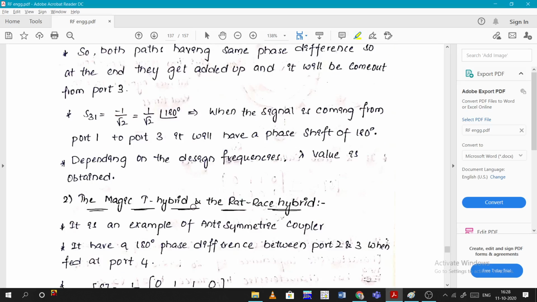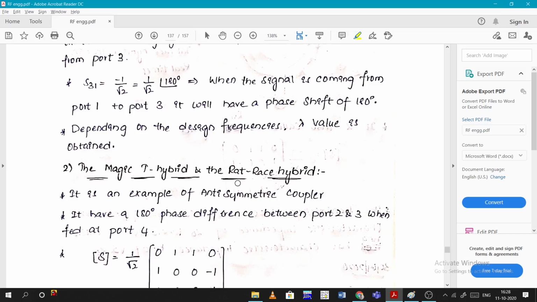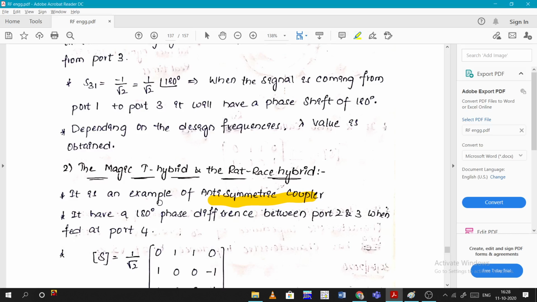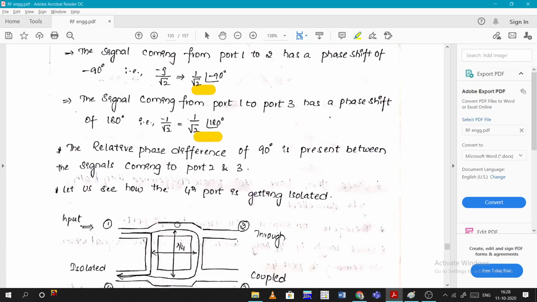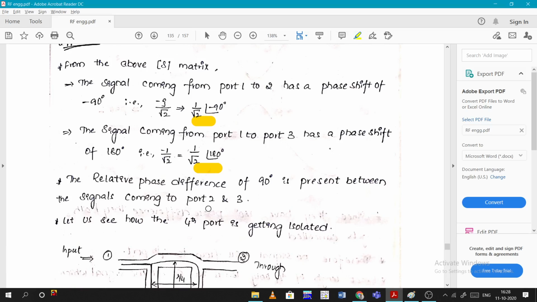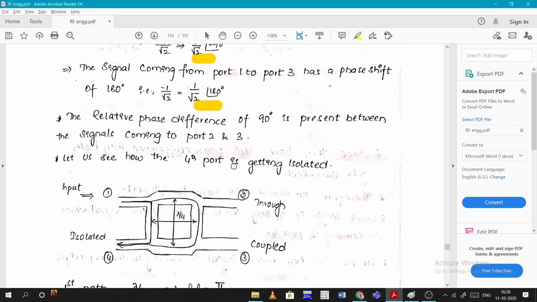Next, the magic T hybrid or rat race hybrid. It is an example of an anti-symmetrical coupler. The magic T hybrid and the rat race hybrid are examples of anti-symmetric couplers. It has a 180 degrees phase shift difference between port 1 and port 3 when fed at port 4. Previously, it was a 90 degrees phase shift between 2 and 3. So that's what.